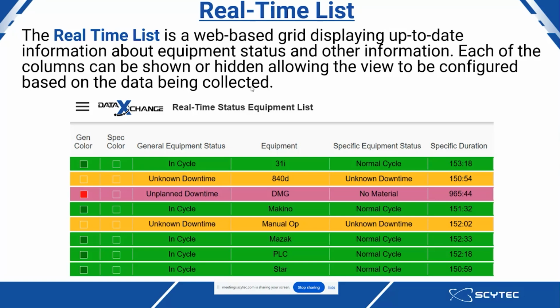Now, basically what this real-time list is doing is showing us the same information that I just showed you in the real-time equipment view, but in a more streamlined manner, where you can see things like we have a Siemens 840D that has been in an unknown downtime for about 150 minutes, and so on and so forth. So this is kind of meant for something that you could show more on a smaller device like a phone, where you can see this real-time equipment status in a more streamlined way that doesn't show the equipment cards that I just showed on the previous equipment view.